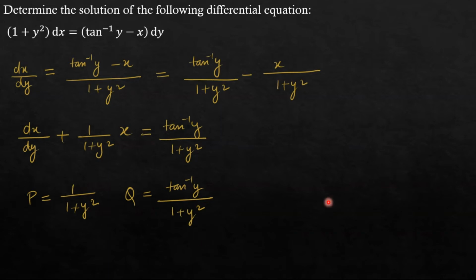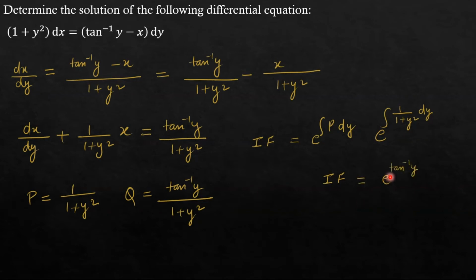Now the integrating factor is given by e raised to the power integral of p dy, not p dx, because here the independent variable is y, and p and q are functions of y. So put the value of p, you will get e raised to the power integral of 1 upon 1 plus y square dy. The integration of 1 upon 1 plus y square is tan inverse y. So it will be e raised to the power tan inverse y. This is the integrating factor. Now let us go for the solution.